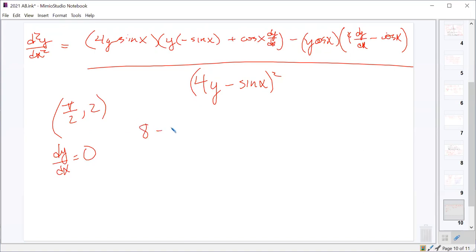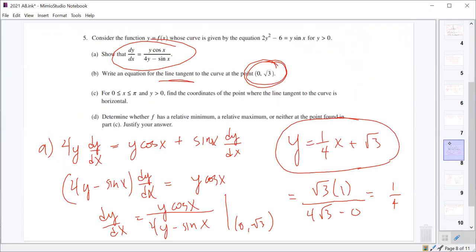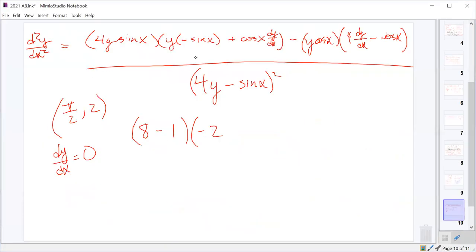So we've got 8 minus, and then what's the sine of pi over 2? 1. So we got 8 minus 1, and then we got negative 1 times 2. And we know that dy dx is 0 because we were looking for when the tangent line to the curve was horizontal, so the derivative was equal to 0. So dy dx is 0. All right, if we plug in our point of pi over 2 into that, it just comes out to be 0.